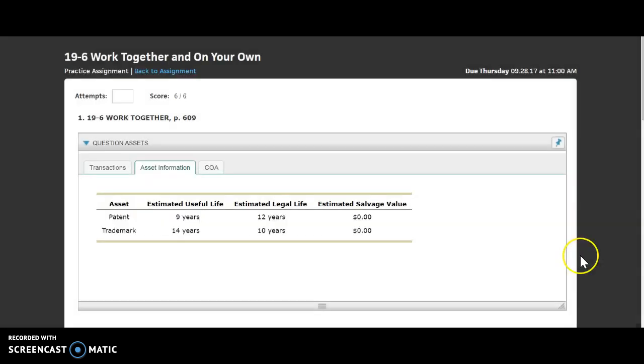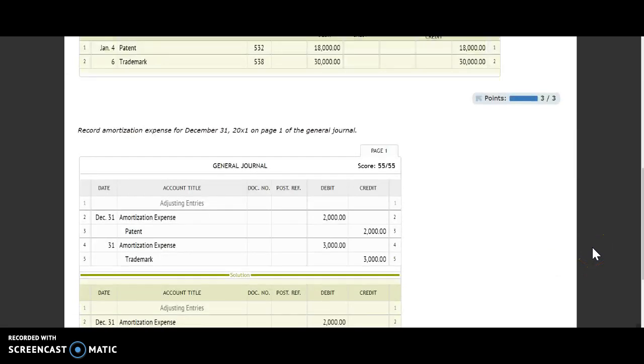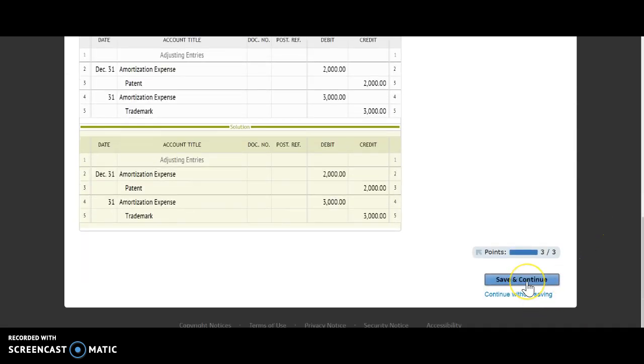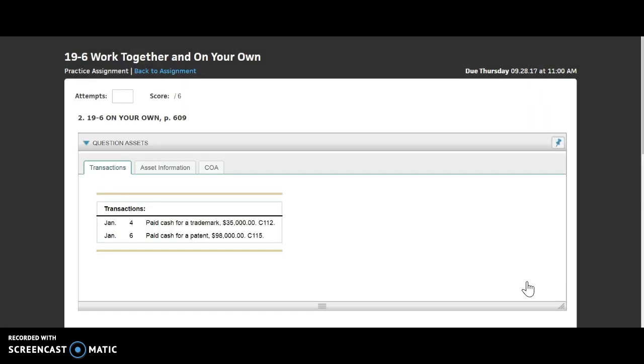Check our answer. Everything looks good. So go on to 19.6 on your own. After 19.6 on your own, that is the end of chapter 19. So then you will start working on application problems. Make sure that you are checking the due dates on Aplia and also on Daily Planner. Let me know if you have questions.